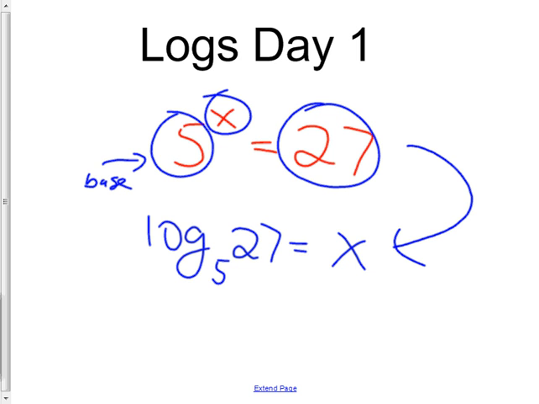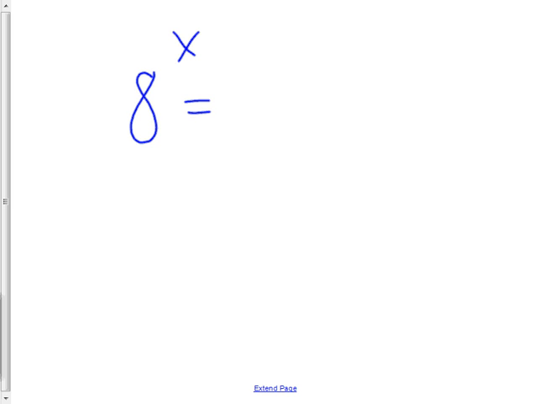So let me give you another one. 8 to the something is 60. Rewrite that as a log for me. By rewriting it as a log, you'll be getting the x alone. And I know many of you won't know how to type this in a calculator yet. That's okay. You don't need to. What you got to get good at is going back and forth between logs and exponents.